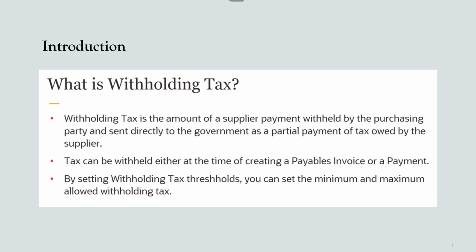Now, tax can be withheld either at the time of creating the payable invoice or at payment. So you have the option to choose either at the level of the invoice or payment. And by setting withholding tax thresholds, you can set the minimum and the maximum allowed for withholding tax.